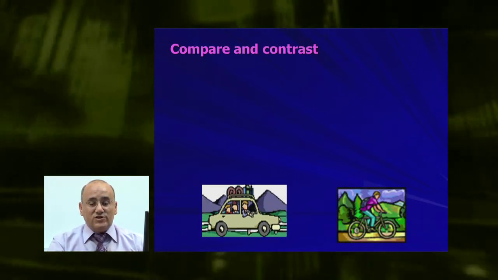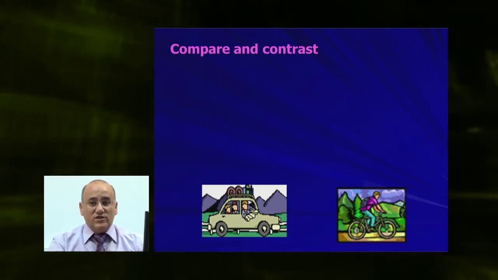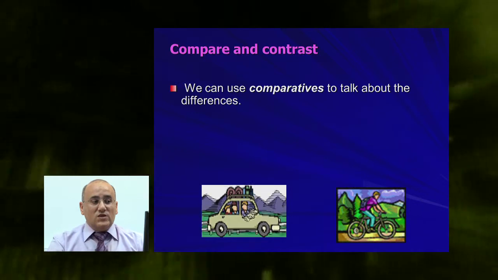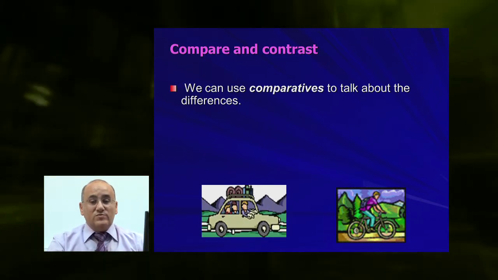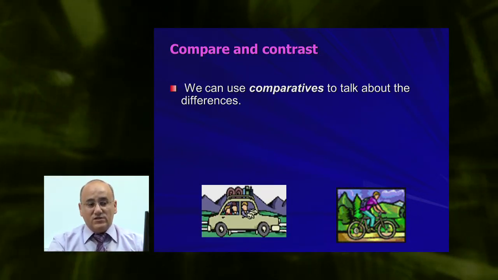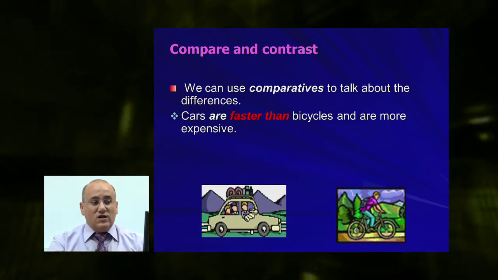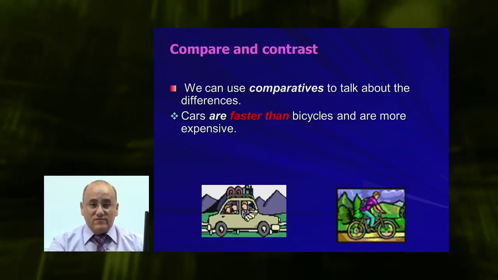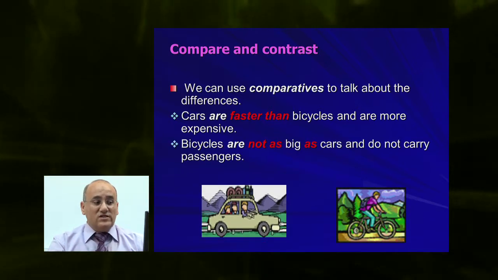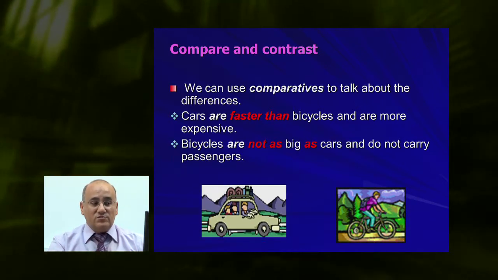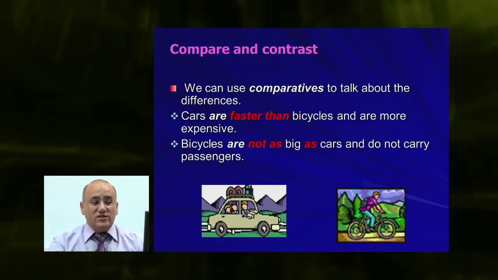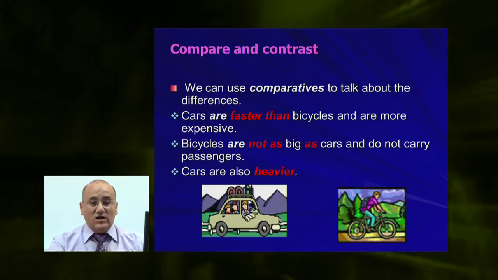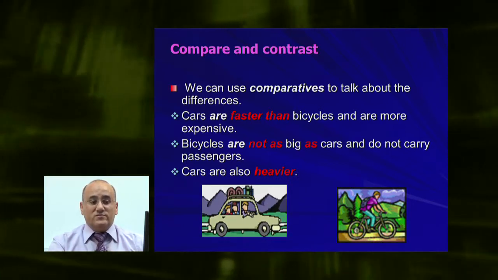Look at these two pictures. They are showing the two things we are comparing and contrasting now. We can use comparatives to talk about differences. Cars are faster than bicycles and are more expensive. Bicycles are not as big as cars and do not carry passengers. Cars are also heavier.